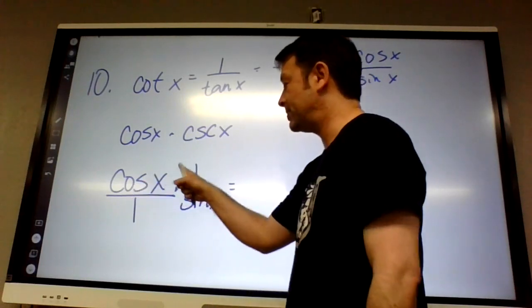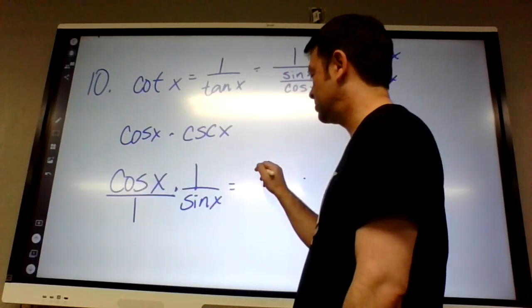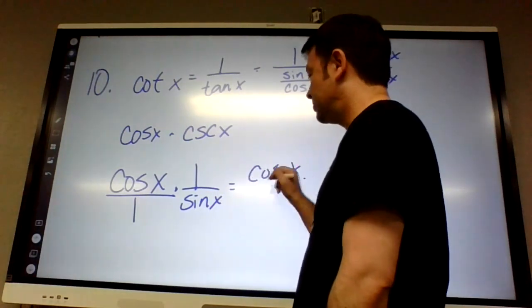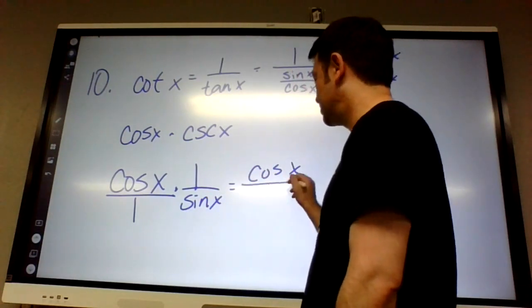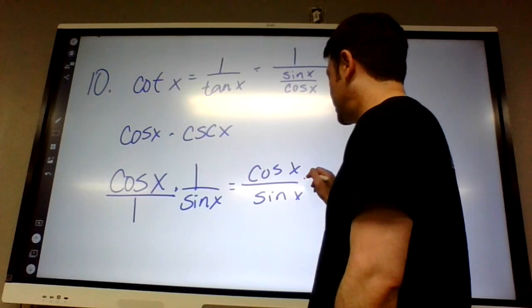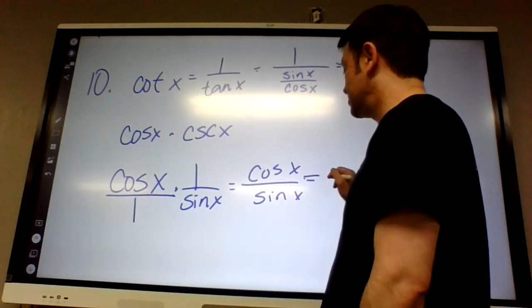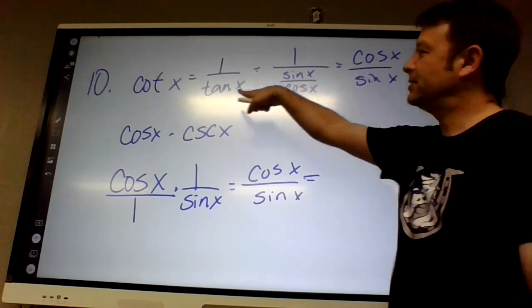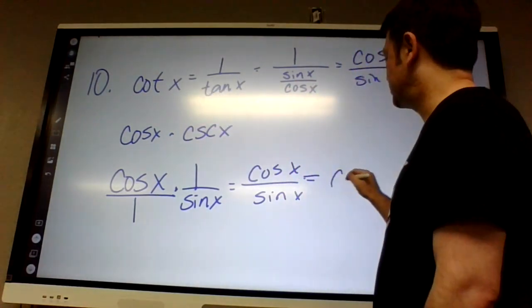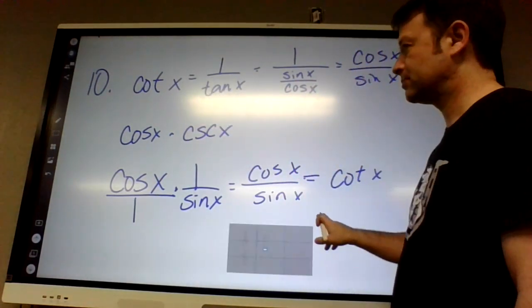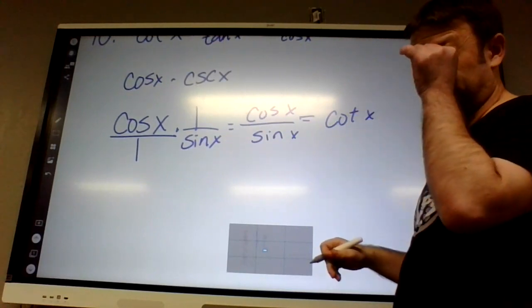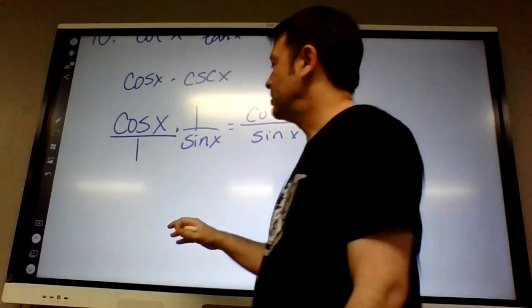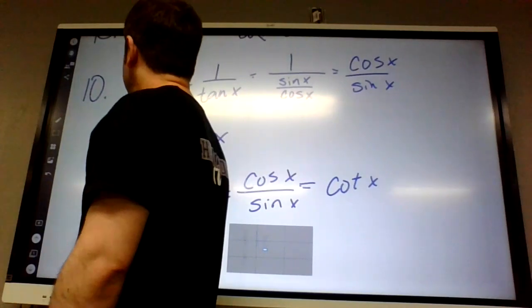So what's cosine times 1? What's 1 times sine? And what's cosine over sine equal to? What we just did on number 10. Cotangent. Yeah. Okay, that was 12.